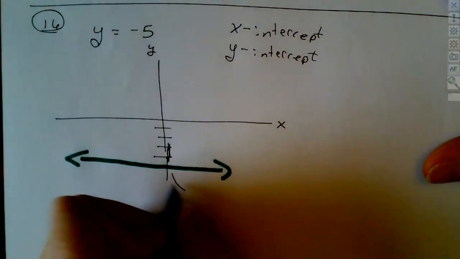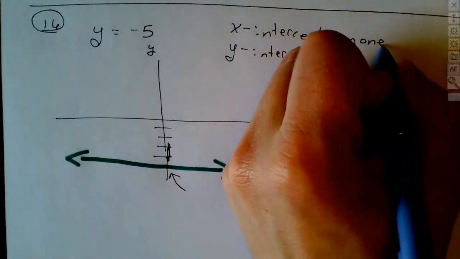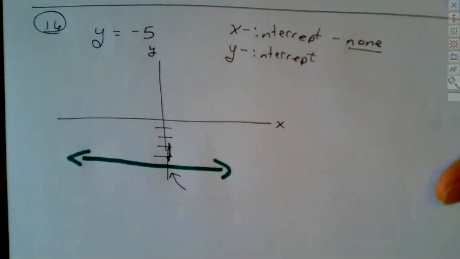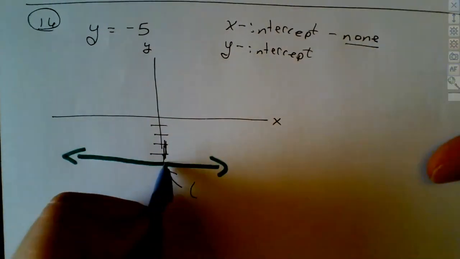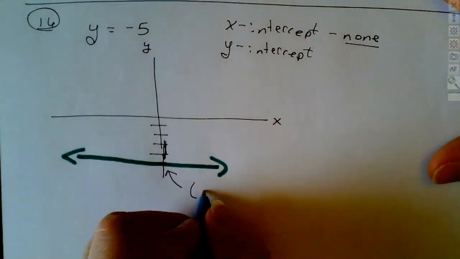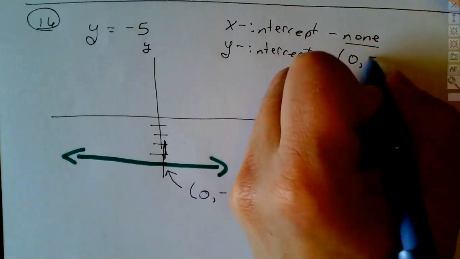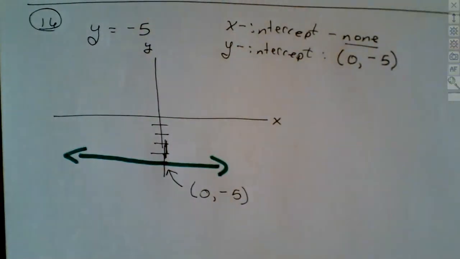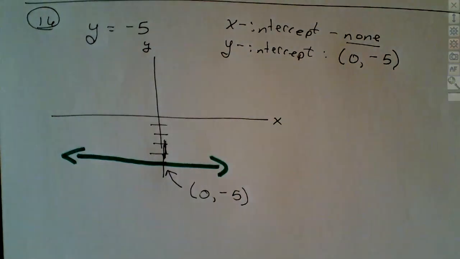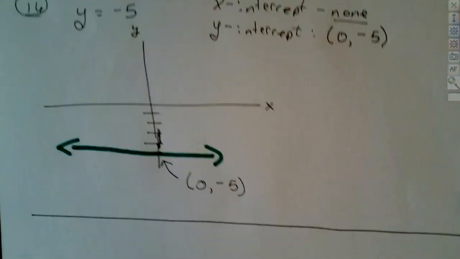Now we need to see where it crosses the axis. It never crosses the x-axis, so we have none, right? This never crosses up here at all. It crosses the y-axis, and write them as an ordered pair. It crosses the y-axis at 0, -5. So that is your y-intercept. So we have no x-intercept, and we have a y-intercept as an ordered pair of 0, -5. Make sure you write the y first, x is behind it.